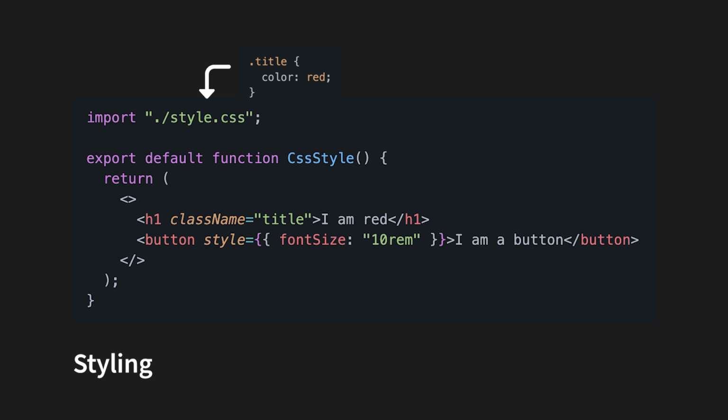Let's compare how styling works in React versus Angular. In a React example, the component imports an external CSS file. Notice how we use className to apply a CSS class. The h1 element gets its red color from the external style sheet, while the button is styled inline using a JavaScript object with camelCase properties, in this case setting fontSize to 10rem. This approach gives you the flexibility to mix global and inline styles in a component-based architecture.